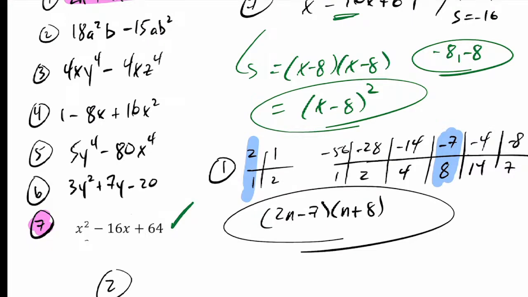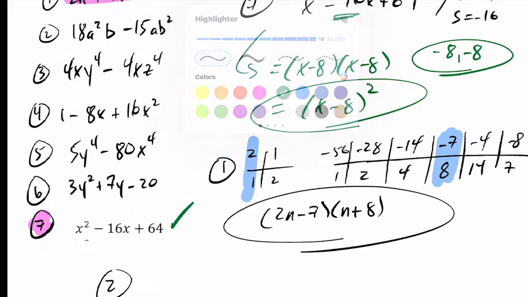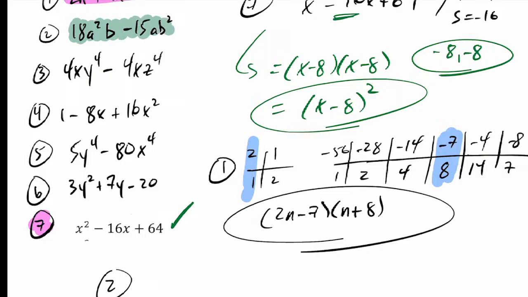All right, let's take a look at 2. So for 2, right away, the first thing you want to look for is a GCF on 2. And the GCF here is going to be, what, 3AB is the GCF on that. So I'm going to be left with 6A minus 5B.